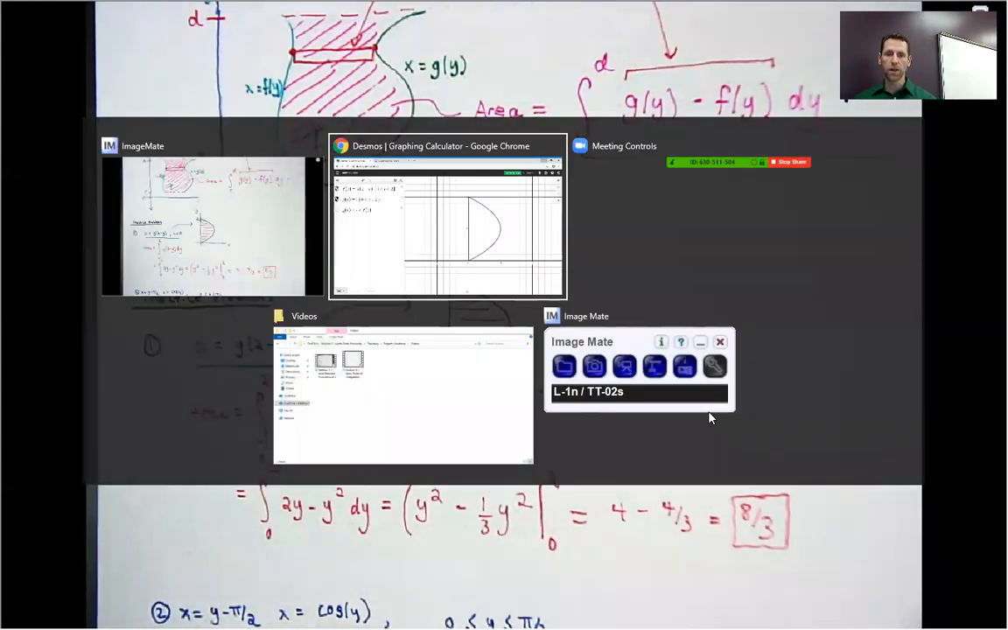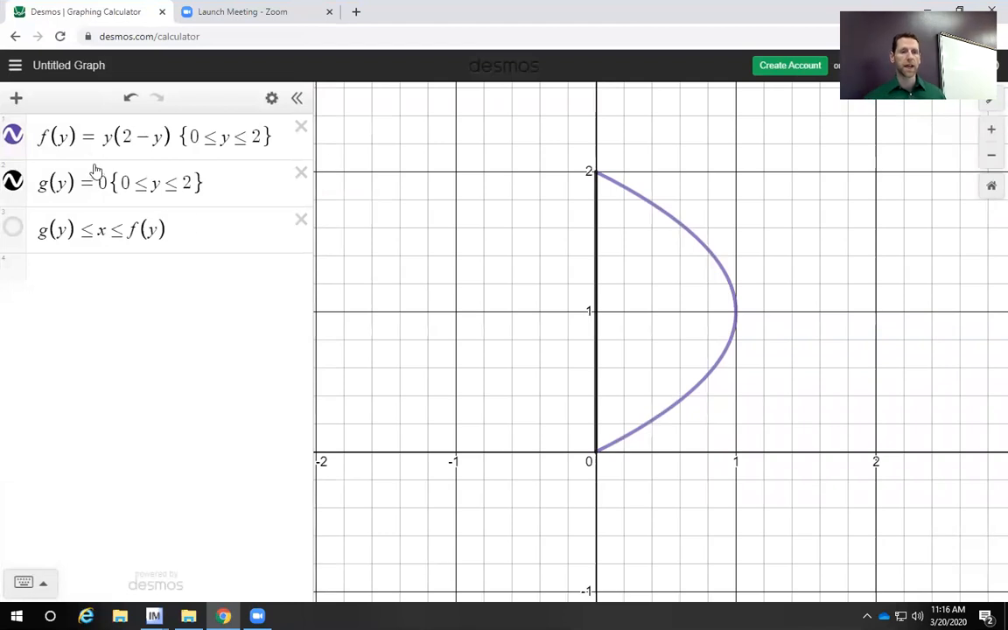Now I'm going to go over to Desmos here. What I did, I'm graphing f, which is y times 2 minus y. So that's that blue function. And I have g of y, which is just x equal to 0, which is just this vertical axis. So you can read this as x equal f of y, x equal to g of y. This function, you give me the y variable, and it gives you the x coordinate. And so what we're trying to find is the area between these two curves as that integral.